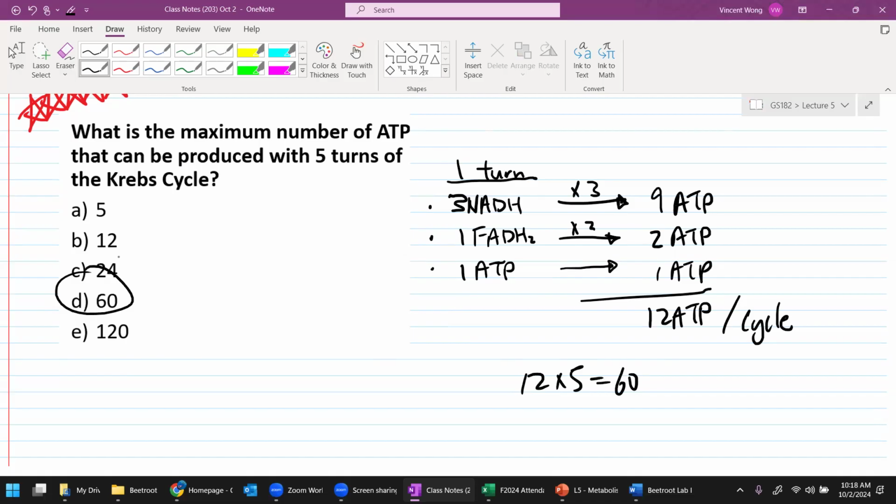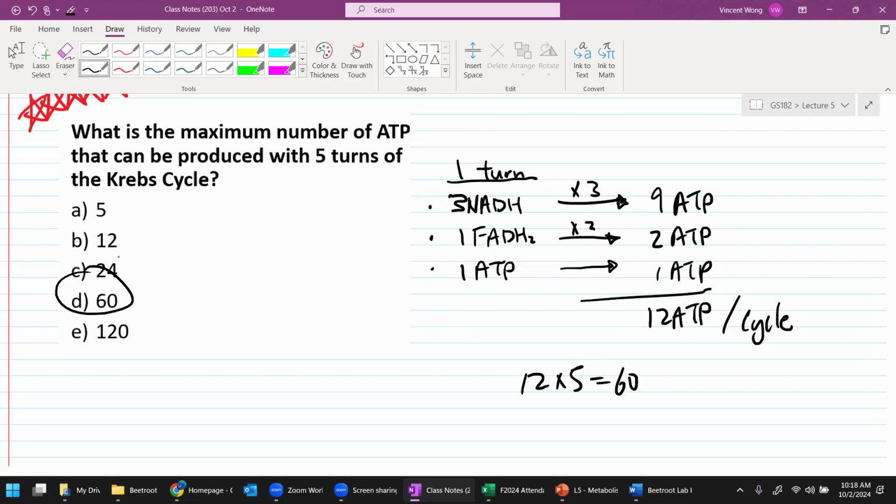Very quickly before you go, what if the question says, how many ATPs can you produce from Krebs cycle with 5 glucose? Instead of 5 turns, it says 5 glucose. What's the answer? 120, that's right. Because 1 glucose spins twice, so it's going to be double the amount of turns, which means you're going to get double the ATP. 60 times 2 is 120. That's it. Thank you.